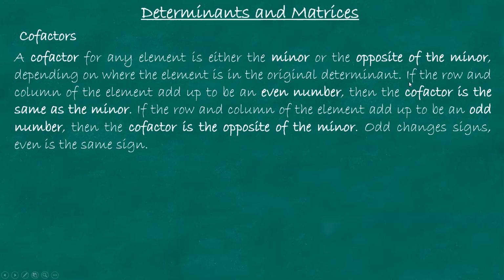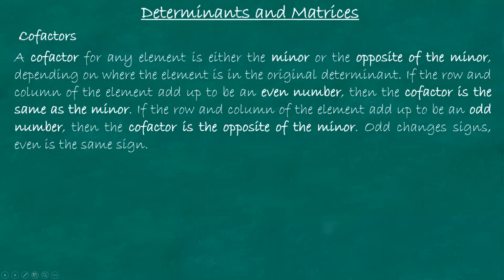Mao din niyang kondisyon. If the row and column of the element add up to be an even number, then the cofactor is the same as the minor. But if the row and column of the element add up to be an odd number, then the cofactor is the opposite of the minor. So, odd changes signs, even is the same sign. Yan na.